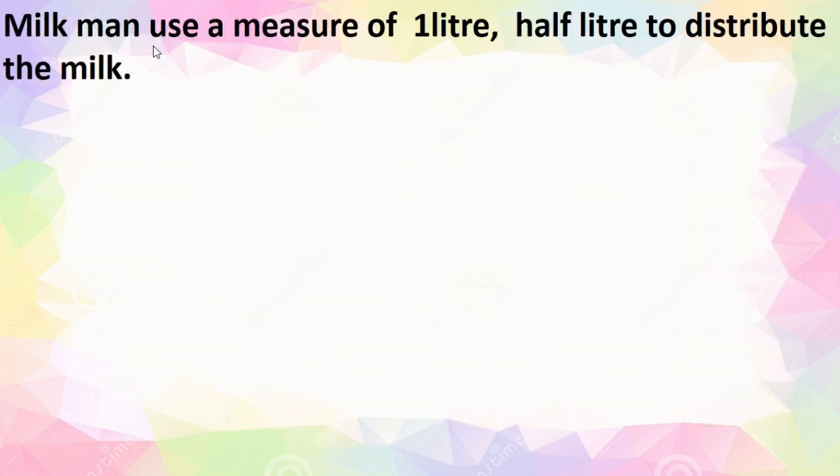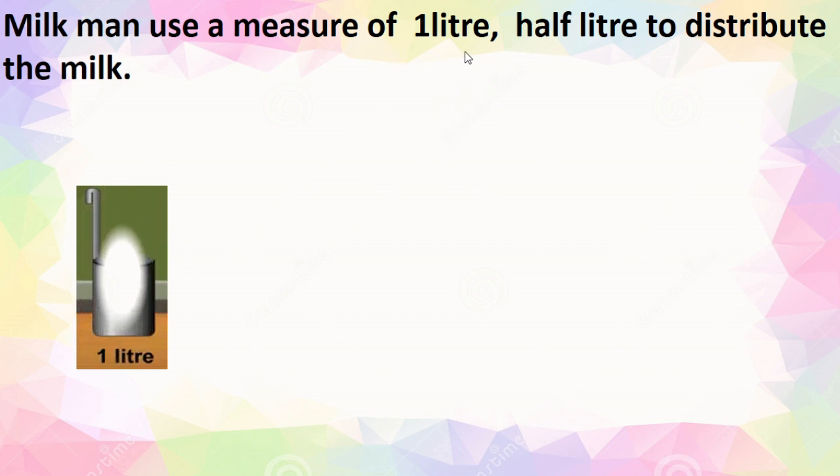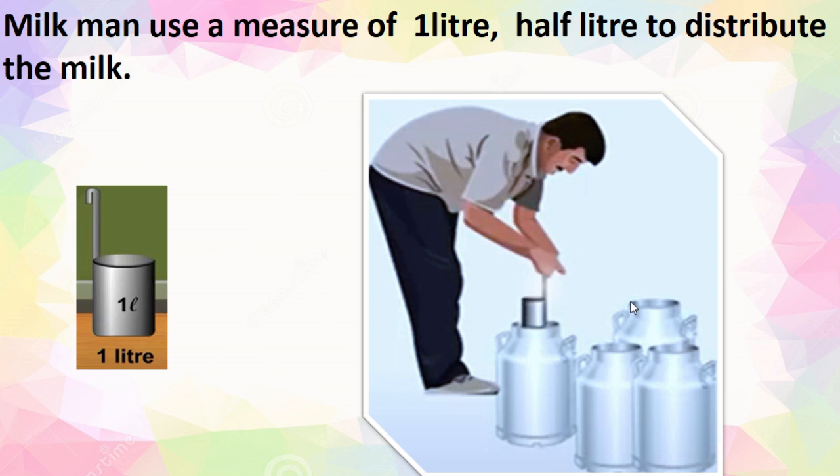Here, milkman use a measure of 1 liter, half liter to distribute the milk. See here, you know this measuring tool I think you have seen in the hands of the milkman, right? He uses this cylinder or measuring tool to measure the milk to give half liter, 1 liter. Got this? 1.5 liter. Okay?